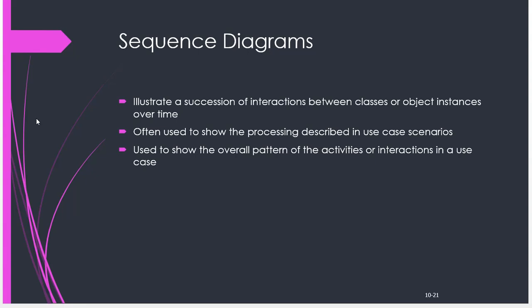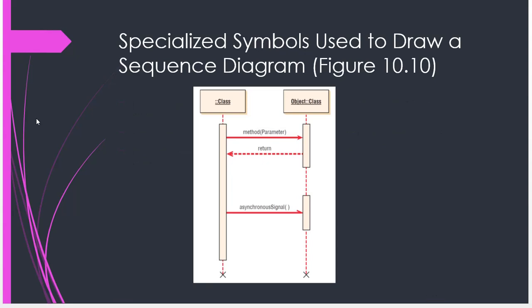So if you've got a use case scenario of how something is going to be used, sequence diagrams will help you in that they will show how the various objects are instantiated, coded, and used, and the various return values that are also used there. So this is an example of a sequence diagram. We have got our object, our class.